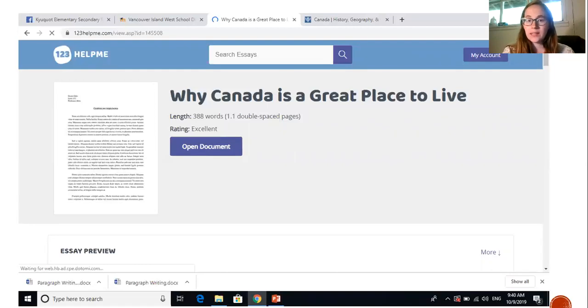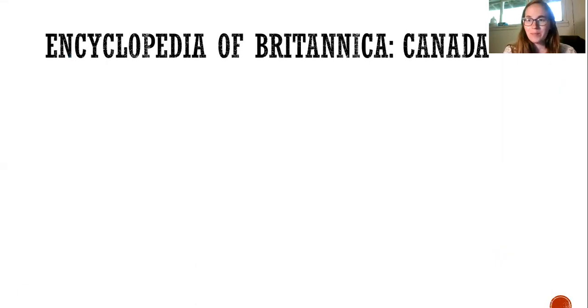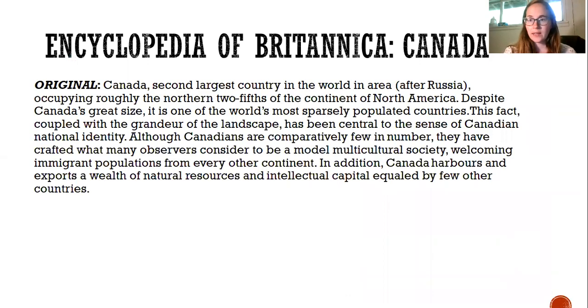So here's an example of a terrible website where you can steal essays and hand them in. Don't do it. And now let's talk about what plagiarism might look like. So say you have to write about Canada. So you look up an article in the Encyclopedia Britannica. Here's the article.